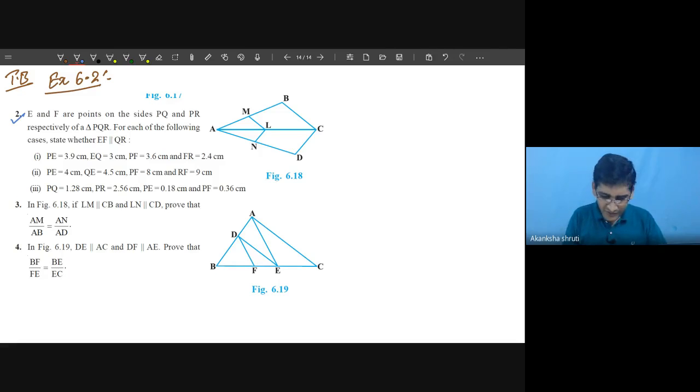Students, for understanding, we check whether EF is parallel to QR. E and F are points on the sides PQ and PR. This is not the figure for this one; the figure is not given for this. So draw it. Don't worry about question number 2. Let me draw the figure for question number 2.